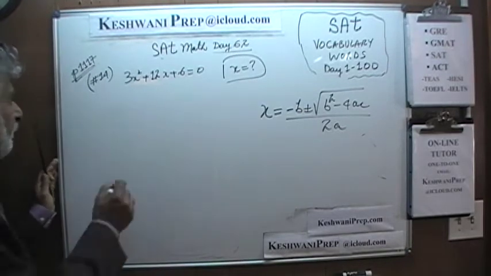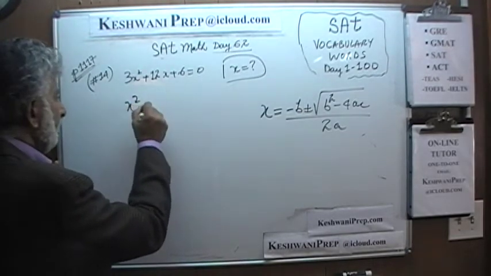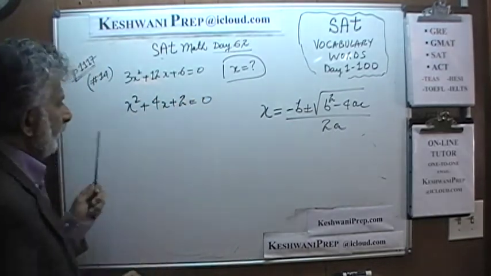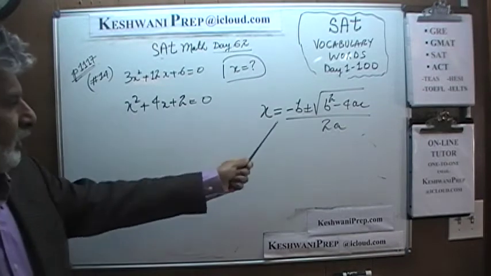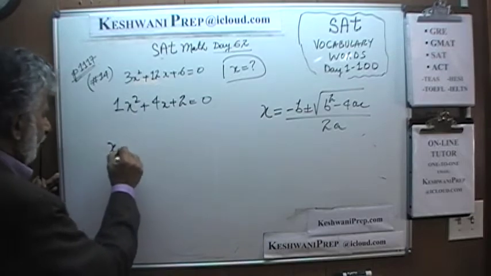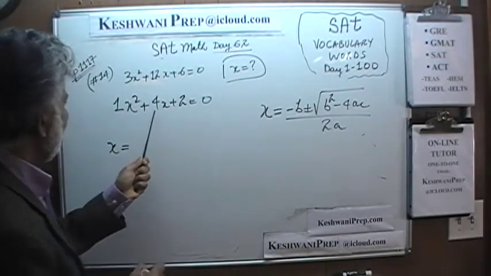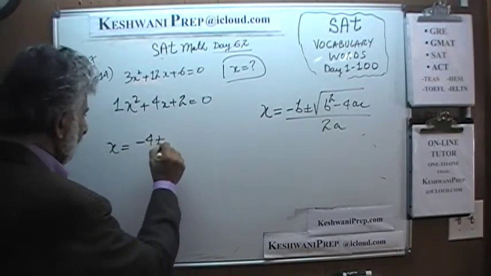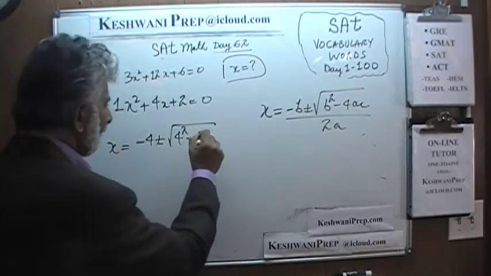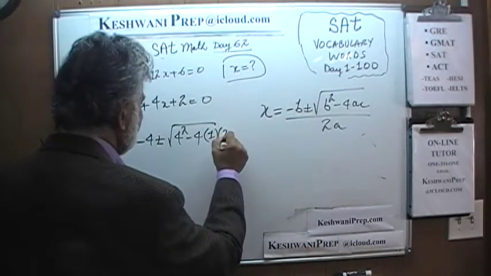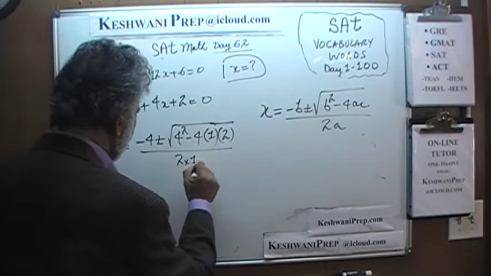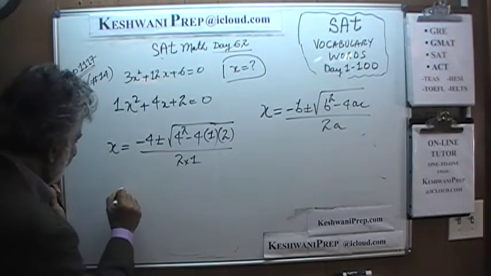If we divide the whole thing by 3, you're going to find that x squared is equal to 12 divided by 3 is 4x. There you go. That's much easier, much smaller numbers. We can now use this now. x squared has a coefficient of 1, so therefore x would have to equal negative b, which is negative 4, plus or minus square root of b squared, which is 4 squared, minus 4a, which is 1, times c, which is 2, over 2a, simply 2 times 1. Voila. Let's finish it up.